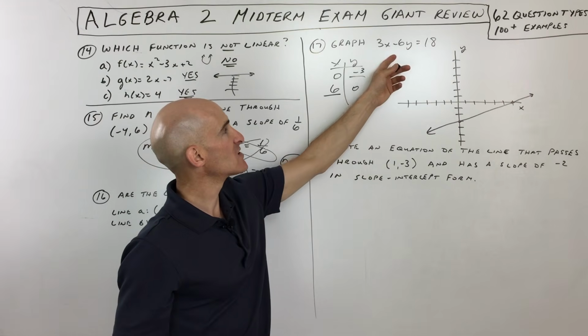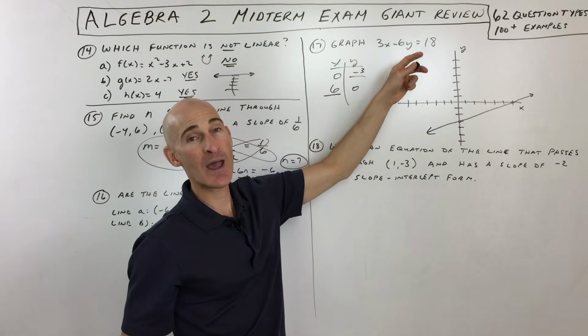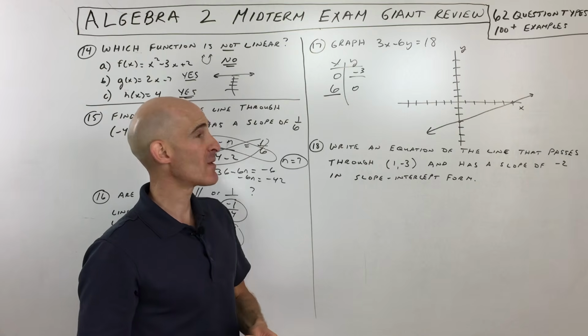Okay. The other way to do this is to rearrange the equation by solving for y and put it into the slope-intercept form, the y equals mx plus b form.